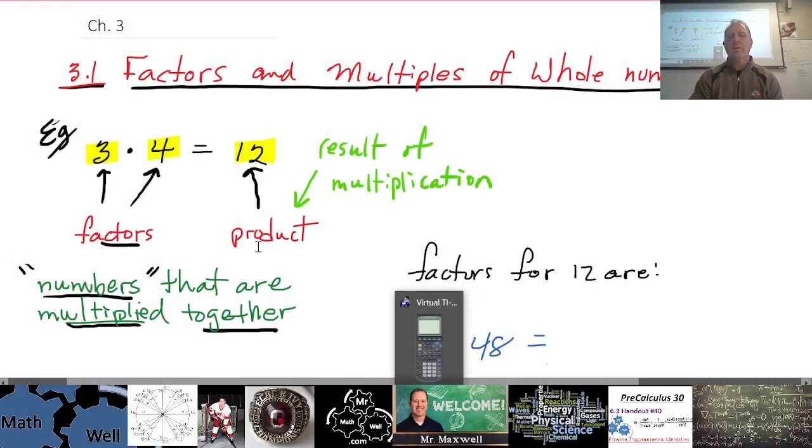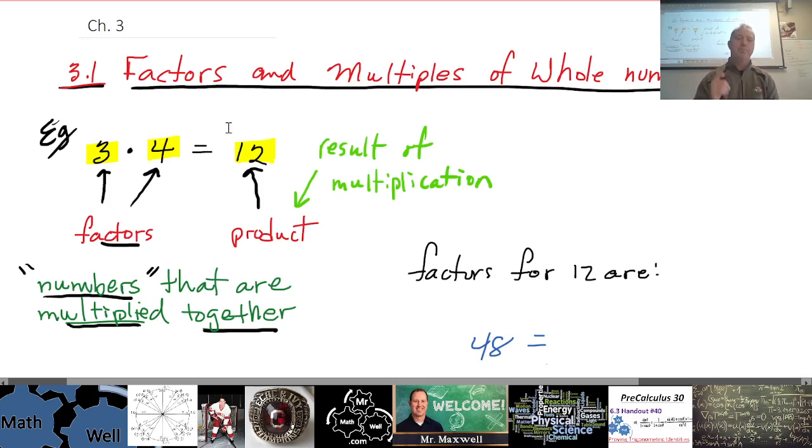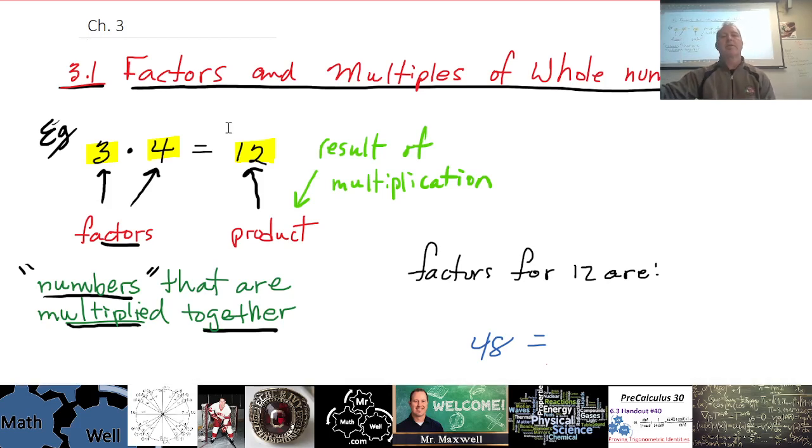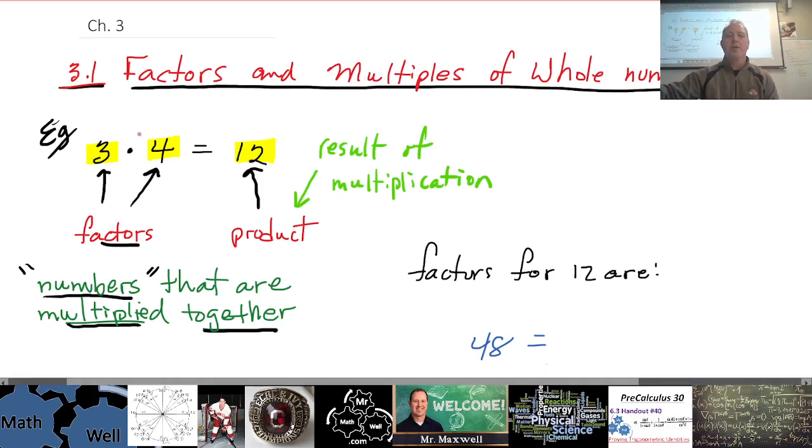All right, so today we're talking about factors and multiples of whole numbers, 3.1. And a few important things. We want to get some definitions understood and talk about factors and products. So in the first example here, I have 3 times 4 equals 12. This is a multiplication math statement, and the 3 and the 4 are both factors. So two numbers that are multiplied together to give you another number, those two numbers are called factors.